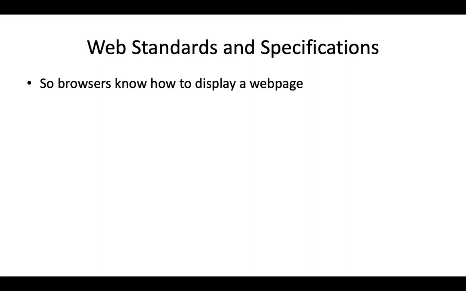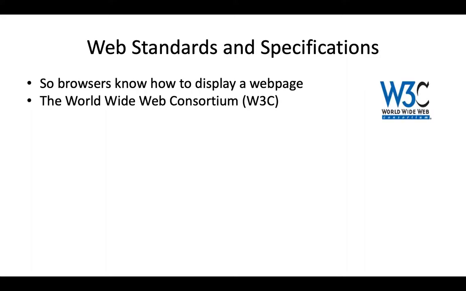Okay, and again, a bit more background. The only reason that any browser can display any page people put on the web now is because these languages follow certain standards. For example, if everyone used their own little language to create websites, then that web page would only be displayed or work properly in one specific browser. So that's why standards and specifications are very important.